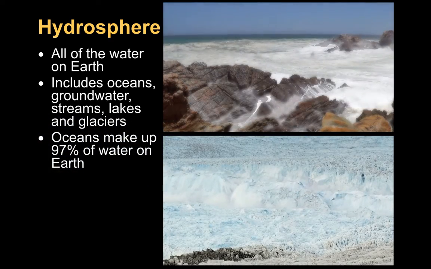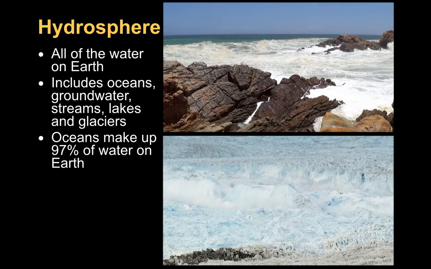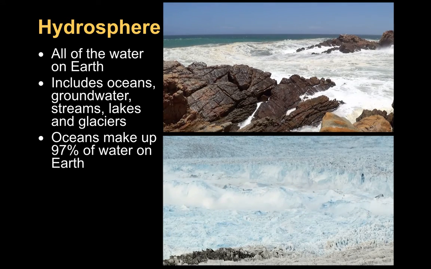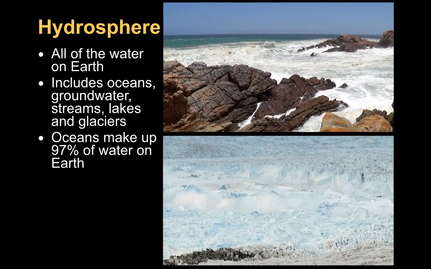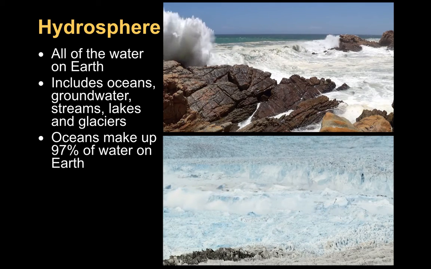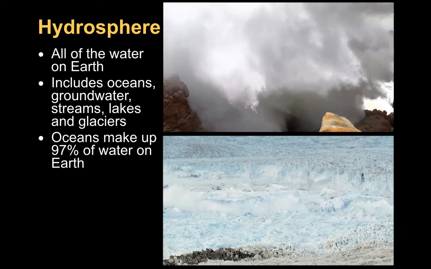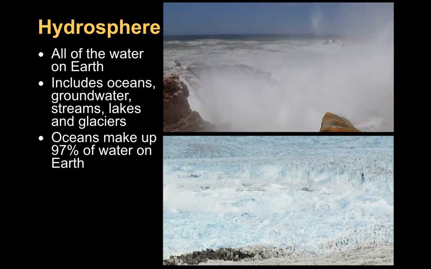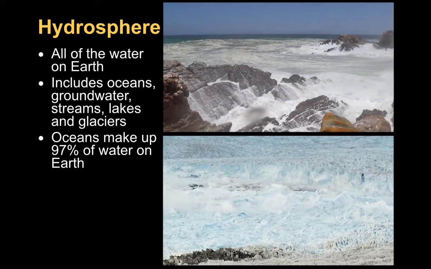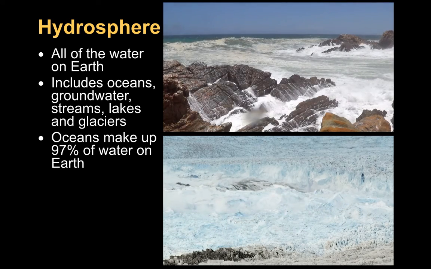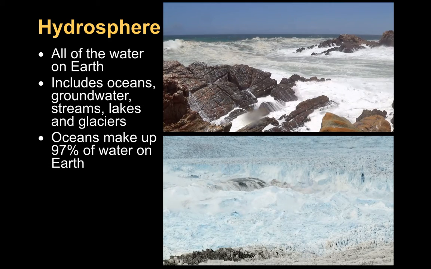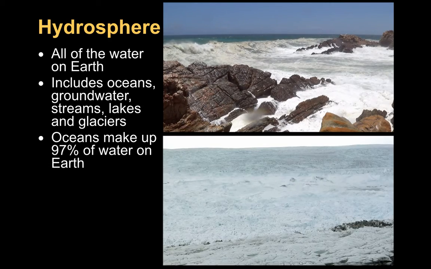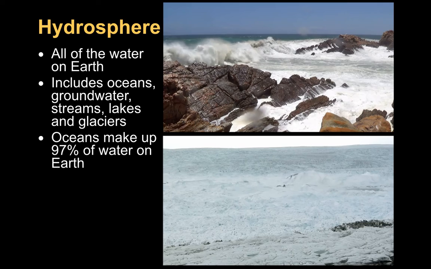In fact, the oceans make up 97% of the water on Earth. So they make up 97% of the hydrosphere. Oceans are by far the biggest entity on Earth. So since they're so large, they take up 97% of the water on Earth. So that means 97% of the water on Earth in the hydrosphere is actually salt water. So it's undrinkable for humans and can be unsafe for us in large amounts.